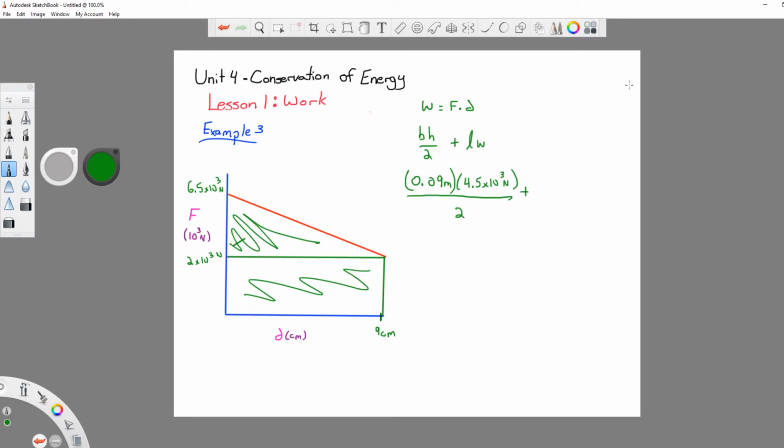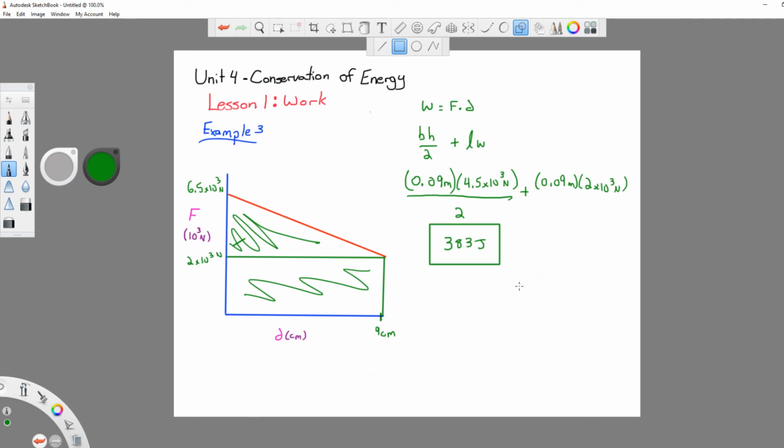And then let's do our rectangle. Base is still 9 centimeters, so 0.09 meters. And the height of that little rectangle is just 2 times 10 to the 3 newtons. All right, plug those all in our calculator, and this question's literally done. Okay, plugging in, it works out to 383 joules.